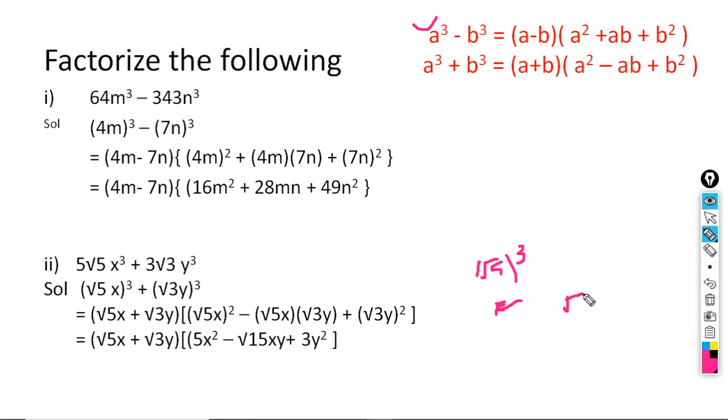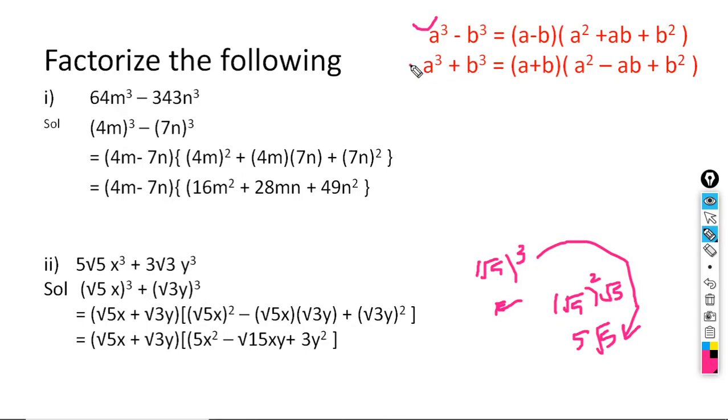You get the first factor as root 5 square and another factor is root 5. And you know that root 5 square is 5 and this root 5 as such. It means root 5 cube is equal to 5 root 5. Similarly, 3 root 3 is a cube of root 3. So this will be expressed as root 5x whole cube plus root 3y whole cube.